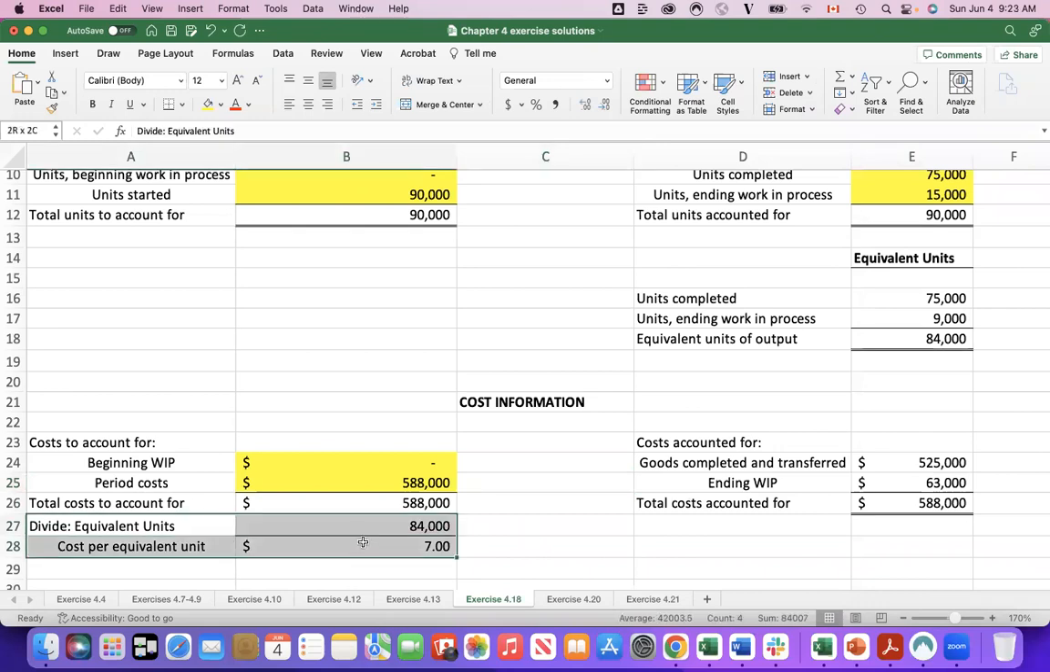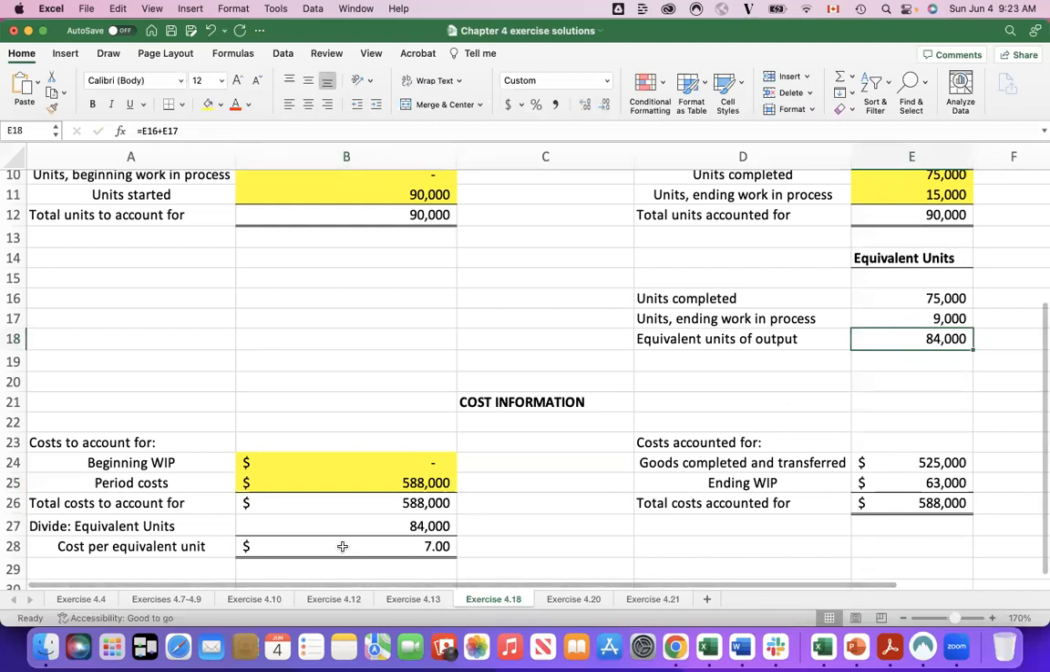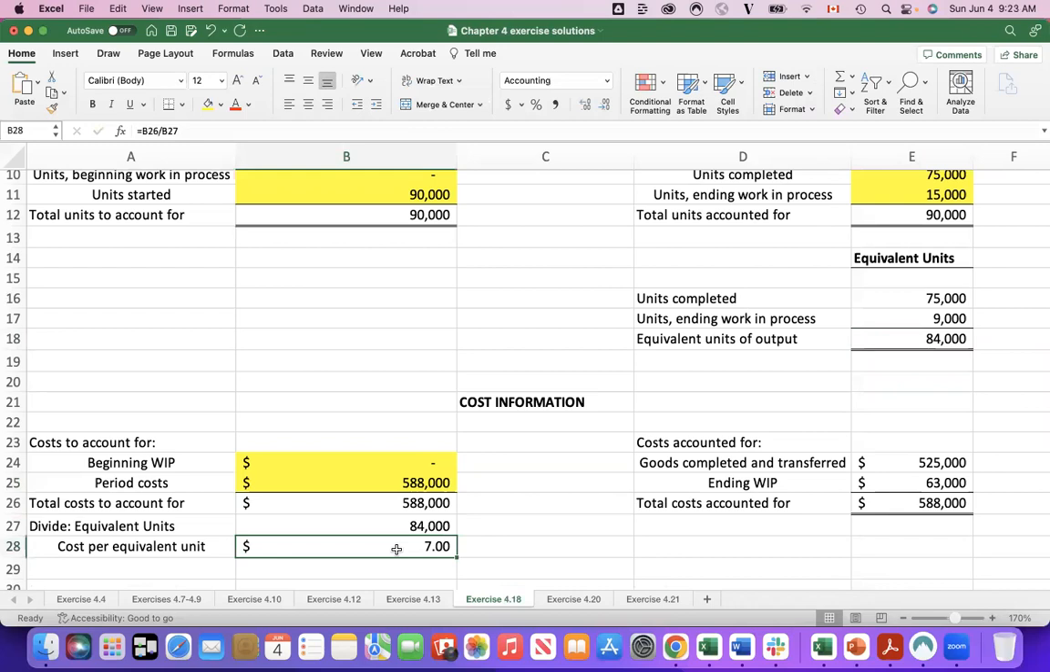We incurred 588,000 in production costs during the month. And remember, what did that actually produce? What did that go into? Theoretically, it produced 84,000 units of fully completed inventory, giving me an average cost per equivalent unit of $7 a piece. I need this number now to figure out where these amounts end up on my financials.